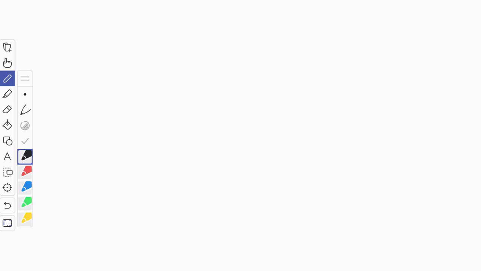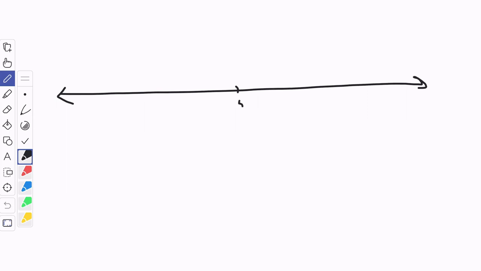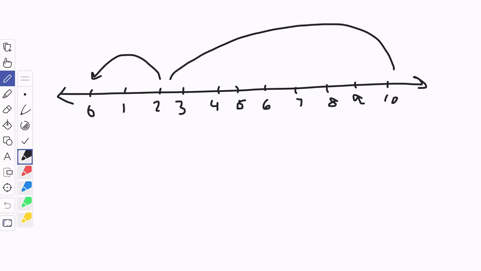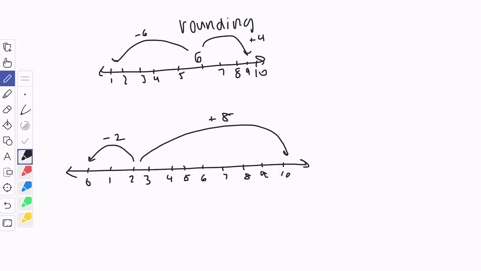But say we want to do 2, for example. We have 5 in the middle, 6, 7, 8, 9, and 10, and then 4, 3, 2, 1, and 0. 2 is way closer to 0 than it is to 10, because to get to 0, you only have to subtract 2, but to get to 10, you have to add 8. So therefore, you can round 2 to 0. That's a basic lesson on rounding.